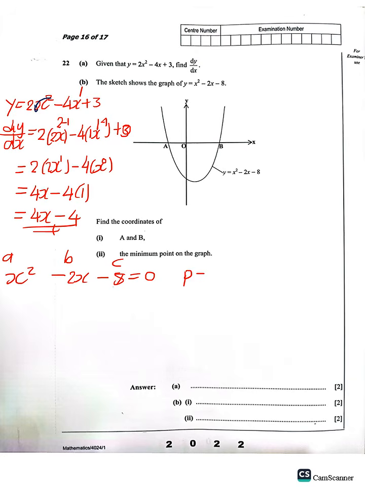So for us to find factorization, we need to find the product. So the product is the value of a multiplied by the value of c. The value of a is 1 times negative 8 is negative 8. Then for us to find the sum, it is just the value of b, in our case is -2. Then we need to find the two numbers that we can add to give us -2 and multiply to give us -8. So let's see. What you have to do is you get the product with the sign. So the product is negative.